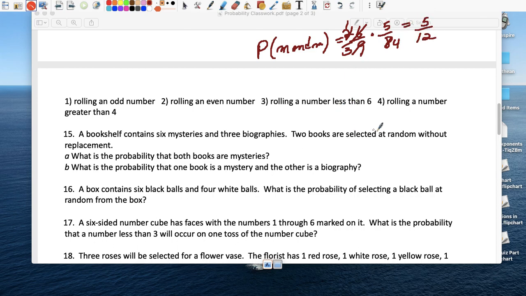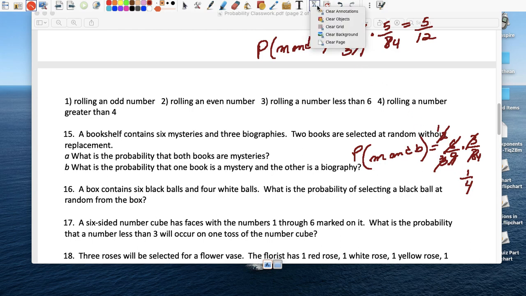But if you want to pick a mystery and then a biography, the probability of getting a mystery book is 6 out of 9, and the probability of getting a biography is, how many biographies are there? 3 out of, again, remember, once you pick one, you don't return, so the total is 8. Simplify again, that's 2/3. This is 1 and this is 4. This simplifies, so you have a 1/4 chance of doing that.